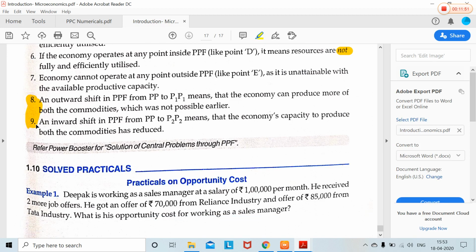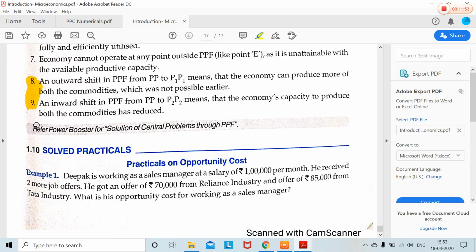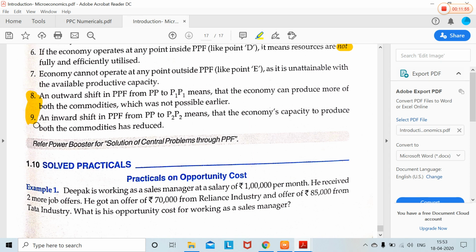Now let us just take the practicals on opportunity cost. Just start with the questions relating to this chapter for a better understanding of the concept. Some questions were, I think, already given to you, or some I'll be giving later also, to complete and have a better understanding of the chapter. Let us take the first question.